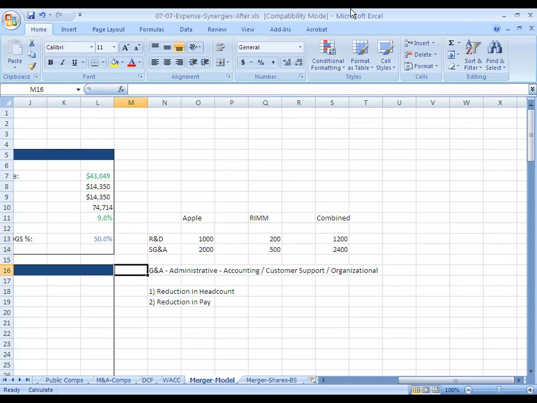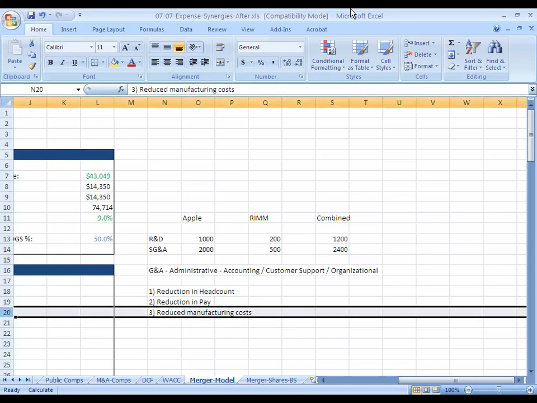Some other common ways that expense synergies can occur, one would be reduced manufacturing costs. So maybe it costs RIM a certain amount to manufacture each BlackBerry, but then when they combine with Apple, they can combine some of their manufacturing facilities and they can lower the overall cost to produce it. And of course, that wouldn't increase their revenue, but it would decrease their cost of goods sold. So that's another way that you can have this happen.